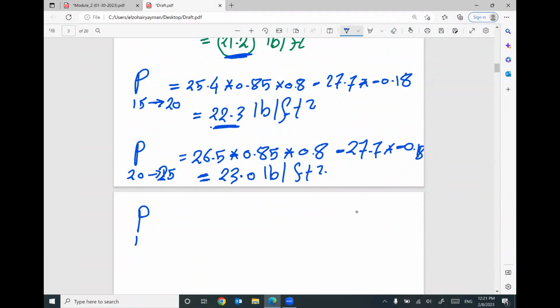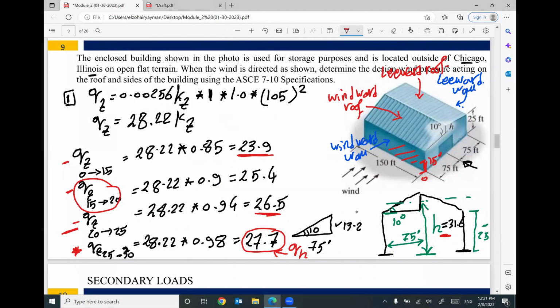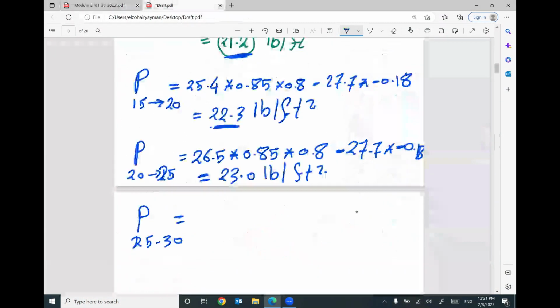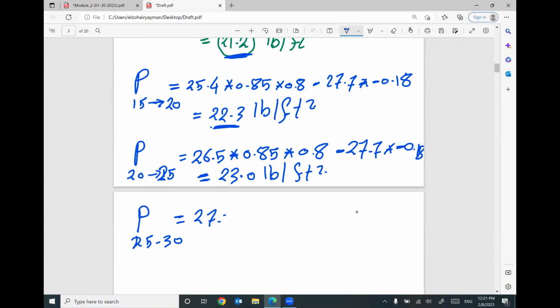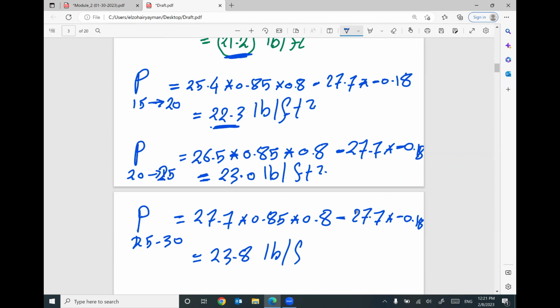The last pressure, from 25 to 30, uses QZ at this elevation, which is 27.7, times 0.85 times 0.8 minus 27.7 times negative 0.18. I got 23.8 pounds per square foot.